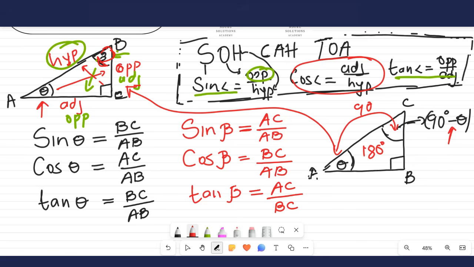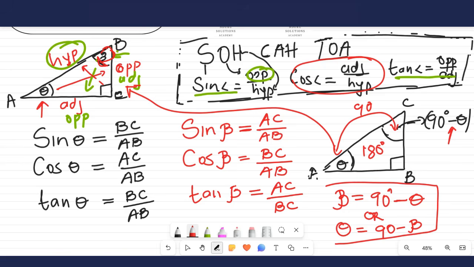So in actual sense, what I'm saying from the previous diagram is that your beta is equal to 90 minus theta, or your theta is equal to 90 minus beta. We'll discuss this further when we get to the other topics. Now let's give ourselves an example, a practical example.